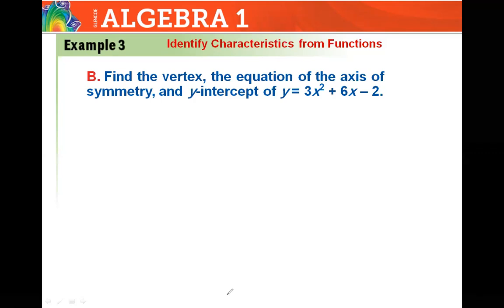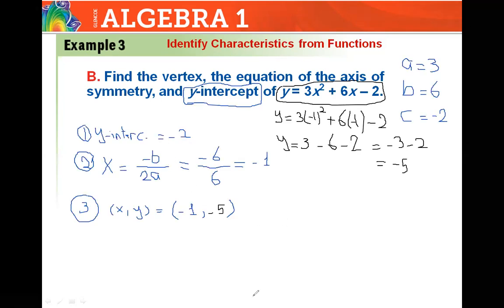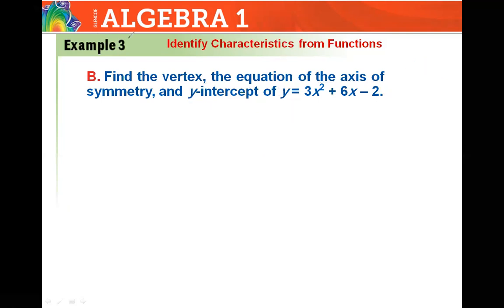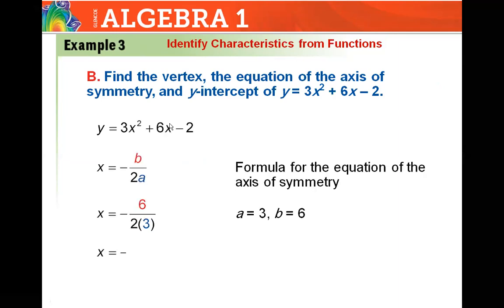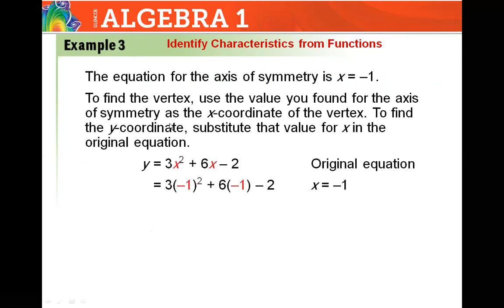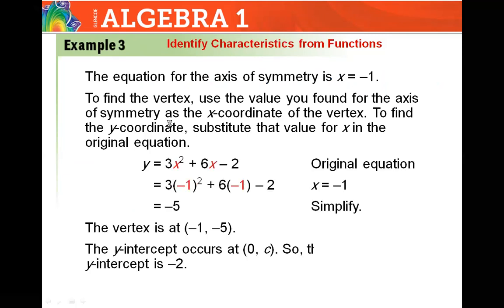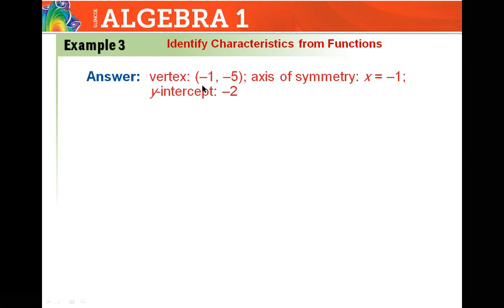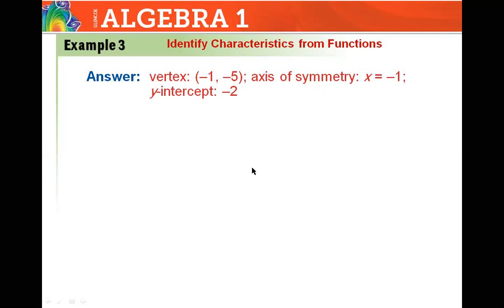We will complete the next example together. So these are the steps that we make together. At the end, we get the values: the vertex point equals negative 1 and negative 5, the axis of symmetry is negative 1, and the y-intercept is negative 2. Okay, we're going to the next example.